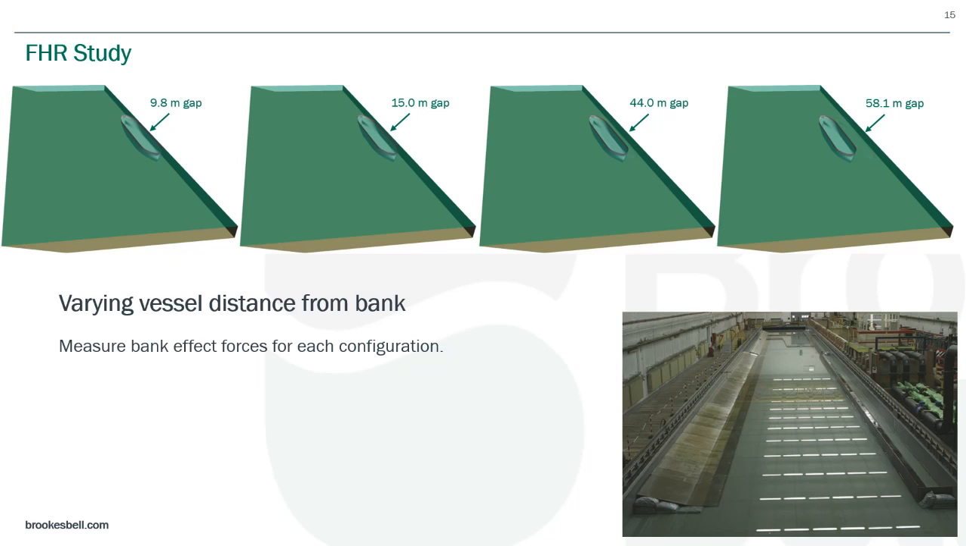And what they've done in the model tests is essentially just vary the gap between the proximity of the vessel to the channel bank. So they started at a 9.8 metre gap between your vessel side and your channel side, and then steadily increased that to 15, 44 and 58 metre gaps.